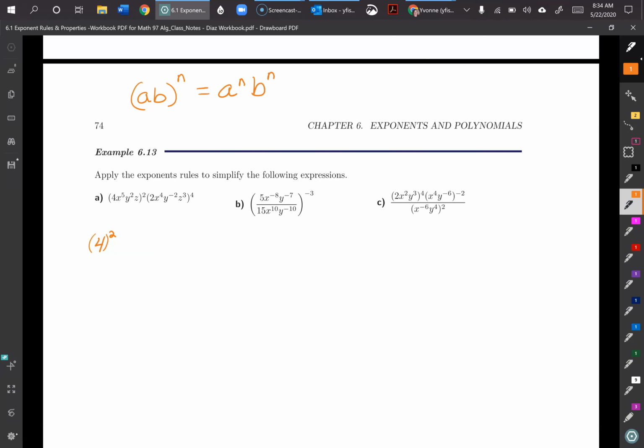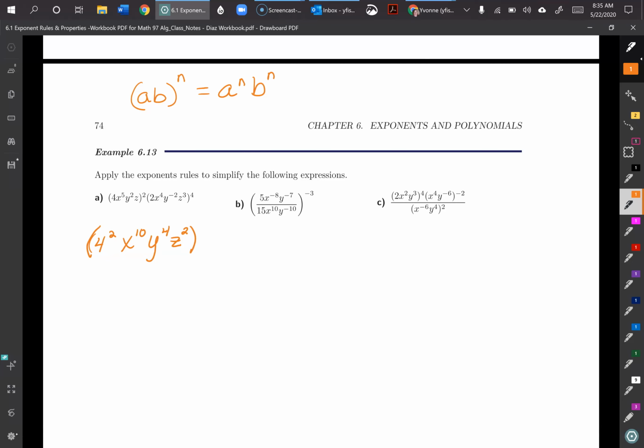And then we have x to the fifth squared, which I'm not going to write everything. What I'm doing here is x to the fifth squared, but then I'm going to multiply the exponents, and I think at this point you probably have that down. So I'm just going to go ahead and write it out. So I would write it as x to the 5 times 2 is 10. Y squared squared is going to be y to the fourth, and z to the first squared is z squared. Okay, so that is my first one there.